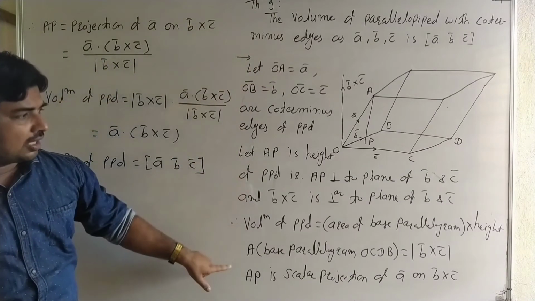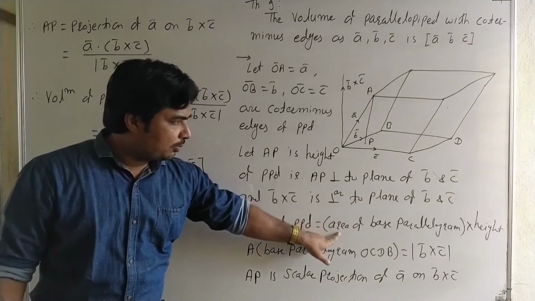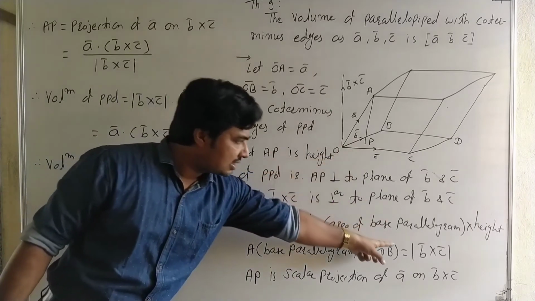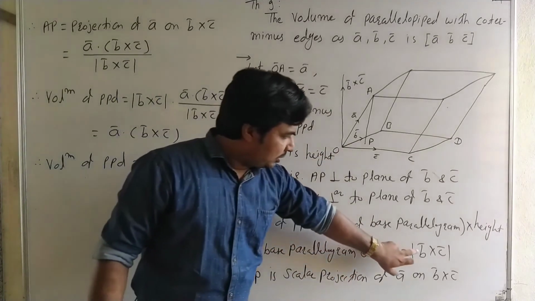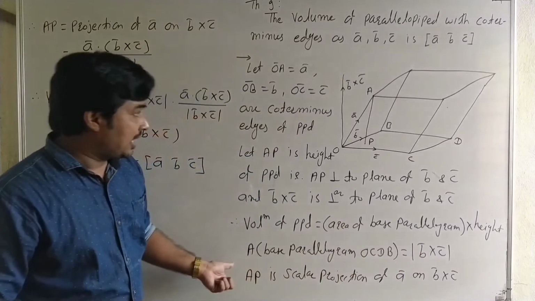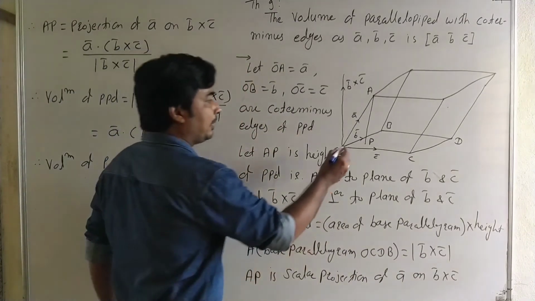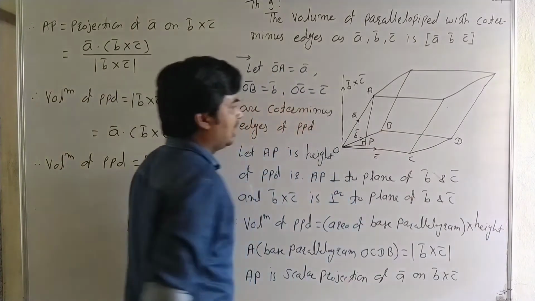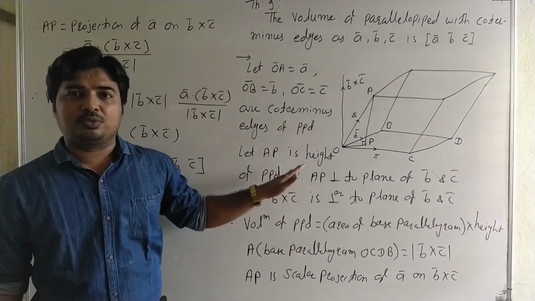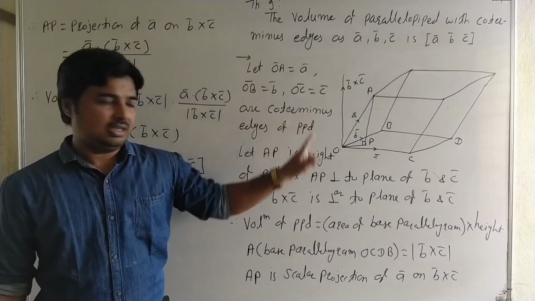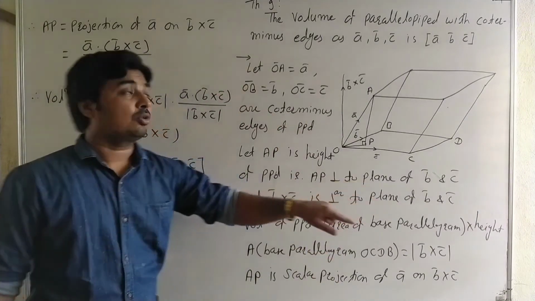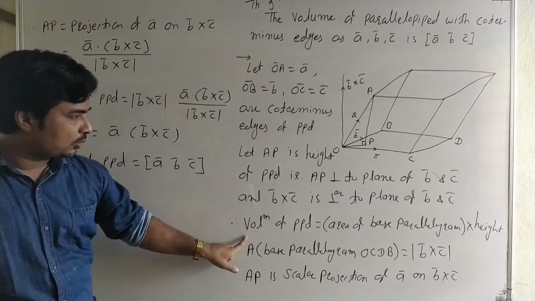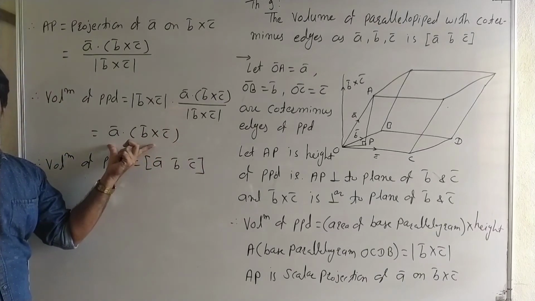See carefully. Volume of parallelepiped is area of base parallelogram into height. Area of base parallelogram: B bar and C bar are the adjacent sides, therefore it is the area of the base parallelogram. And here height is a projection. It is a perpendicular. Here height is the projection of A bar on B bar cross C bar. Then by definition of projection, it is the height, and then we put the value in this formula. Then we get triple product of A, B and C.